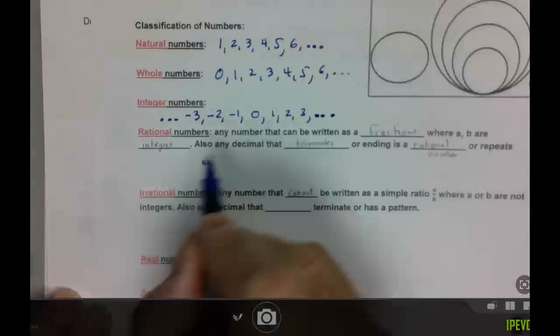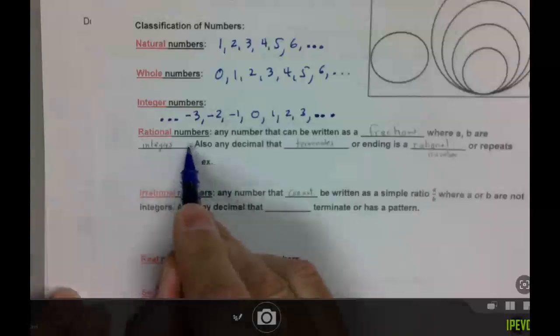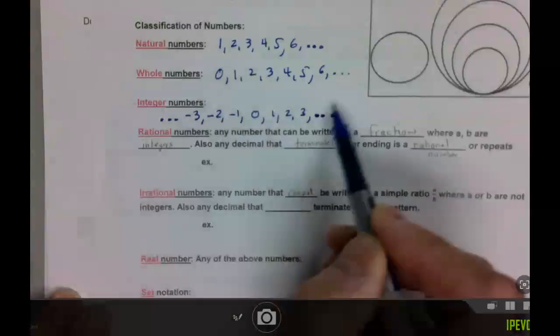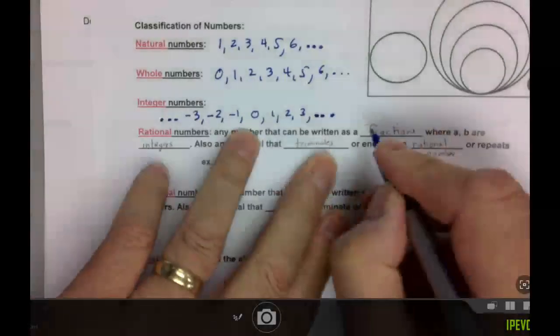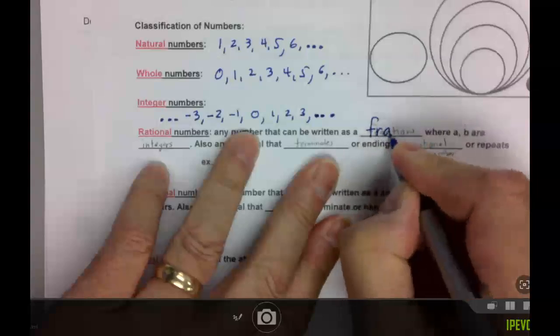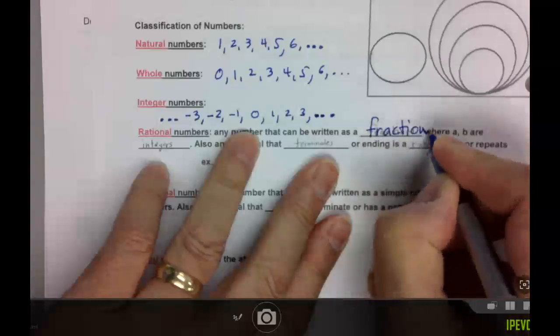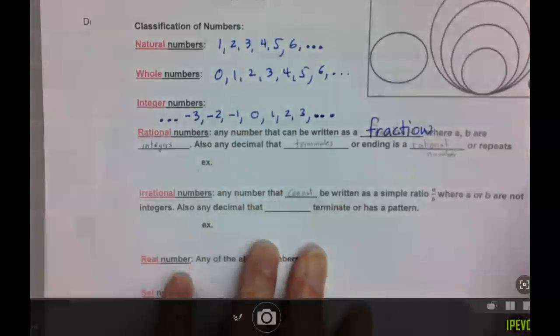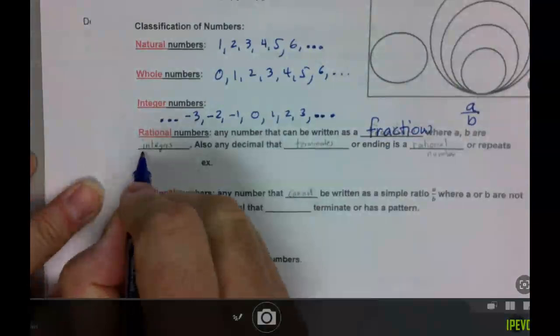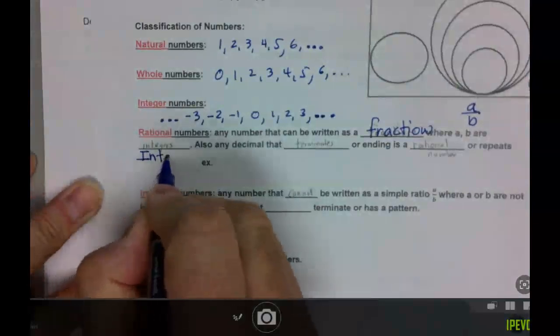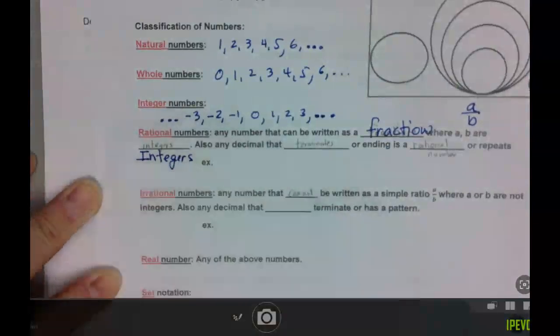Okay, a rational number. All these here make up a rational number because all of those can be written as a fraction. A rational number is any number that can be written as A divided by B. A and B have to be integers. Integers. That means no decimals, no fractions, okay?